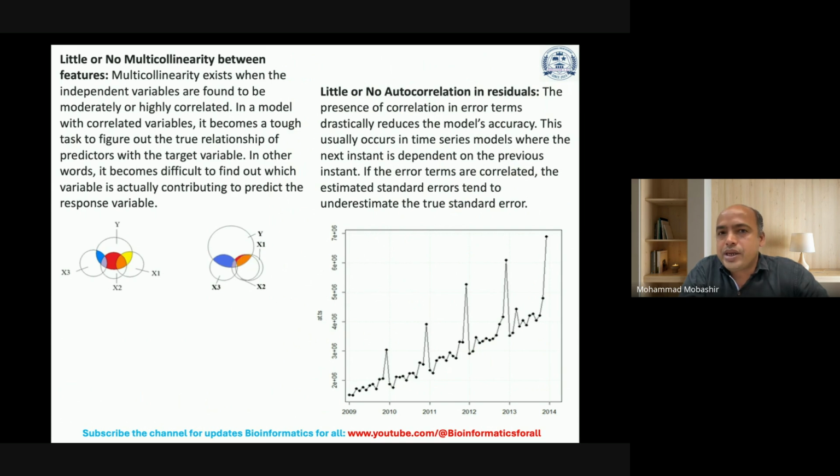Now, little or no autocorrelation in residuals: the presence of correlation in error terms drastically reduces the model's accuracy. This usually occurs in time series models where the next instant is dependent on the previous instant. If the error terms are correlated, the estimated standard errors tend to underestimate the true standard error.